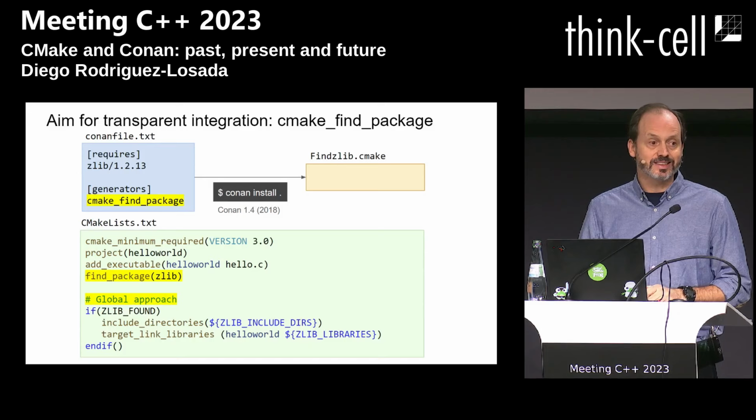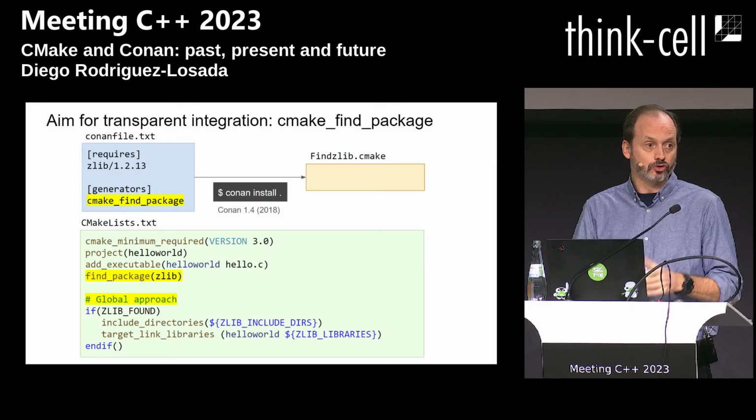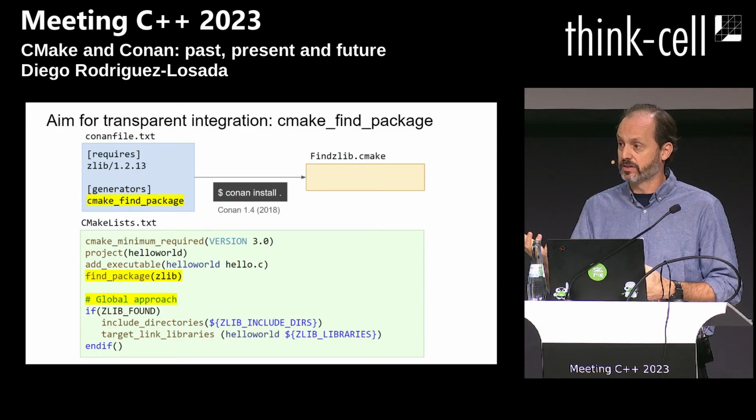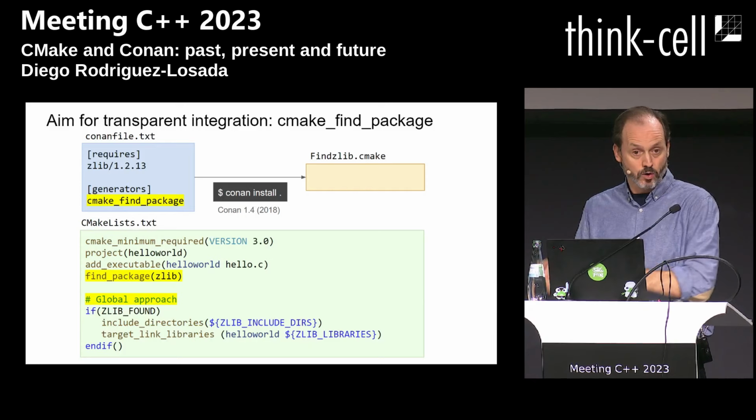The CMake Find Package was still creating module files, not config files, module files. Because back then, we are talking now in 2018, module files were still probably the most common use. And most projects were creating modules for the dependencies. So many projects were not creating the config files yet, and it was on the consumers to create the modules to use the dependencies. So we created the CMake Find Package that was creating a module file for every dependency that you had in your dependency graph. And then with this approach, we could do the find package, and it would be finding the Conan package library.